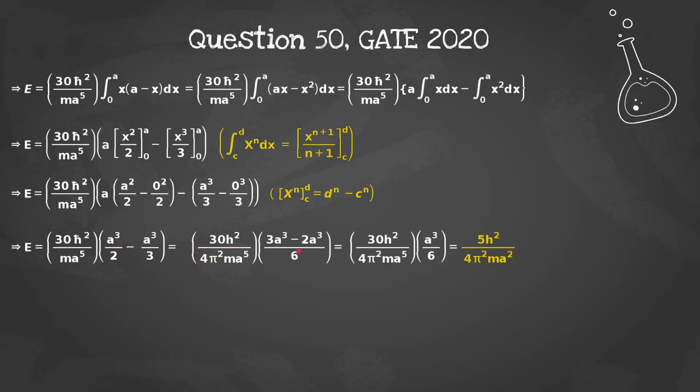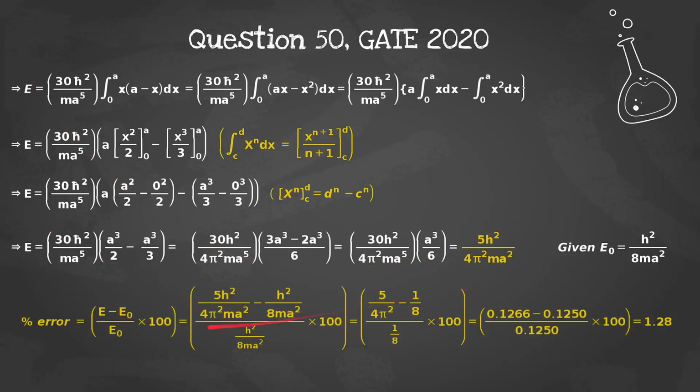And if we continue with some specific algebra and then cross out the 6 and 30 and so on, the final value we get is 5a square by 4 pi m square. Now we have the value of the ground state energy for the true wave function, that is h square by 8 m square. So we know E, we know E naught.